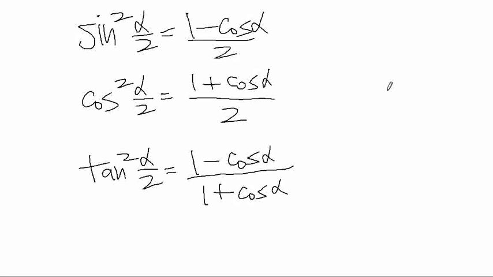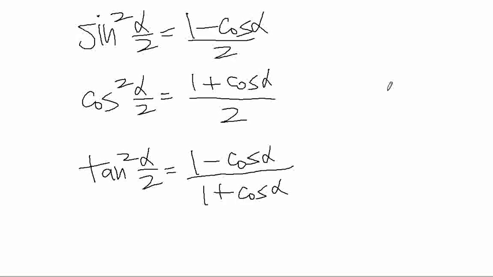So the sine squared of alpha over 2 is equal to 1 minus the cosine of alpha all over 2. The cosine squared of alpha over 2 is equal to 1 plus the cosine of alpha all over 2. The tangent squared of alpha over 2 is equal to 1 minus the cosine of alpha all over the sum 1 plus the cosine of alpha. Notice that on the left sides you have squared functions, and on the right side you have all expressions in terms of the cosine of alpha.